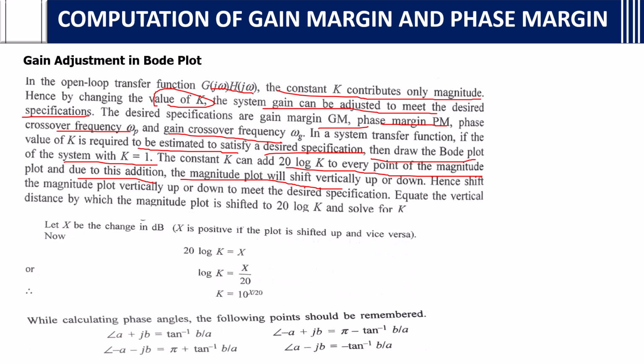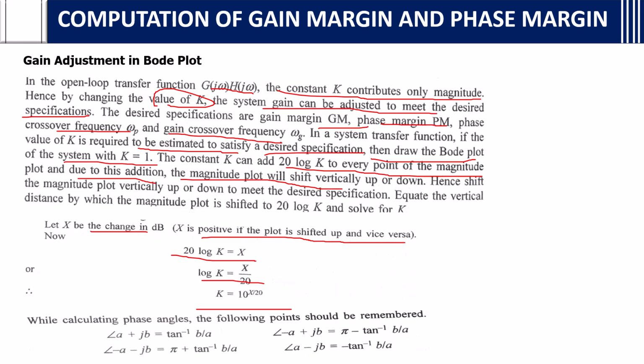Let x be the change in dB. X is positive if the plot is shifted up and negative when it is shifted down. So 20 log K equals x, log K equals x by 20, where x is the shift in dB. So K equals 10 to the power x by 20.